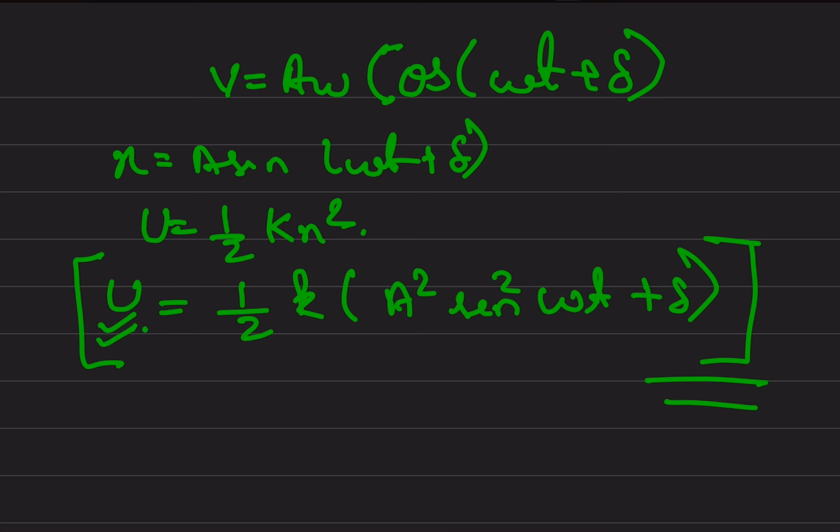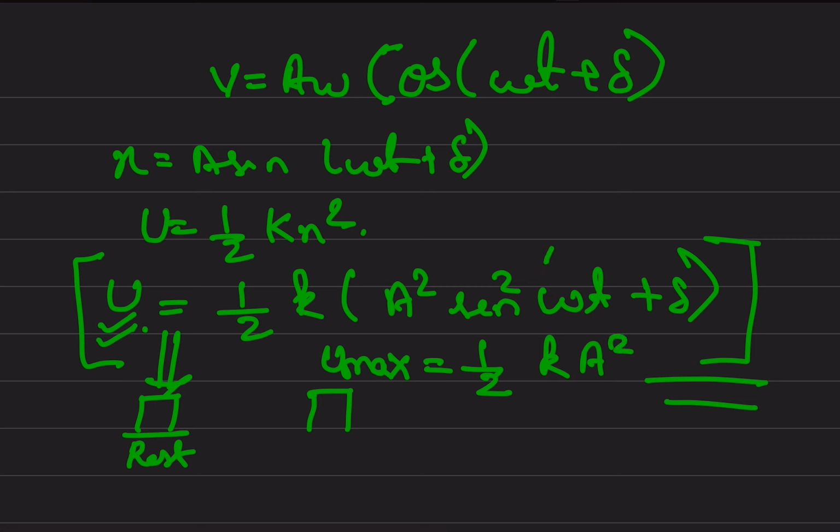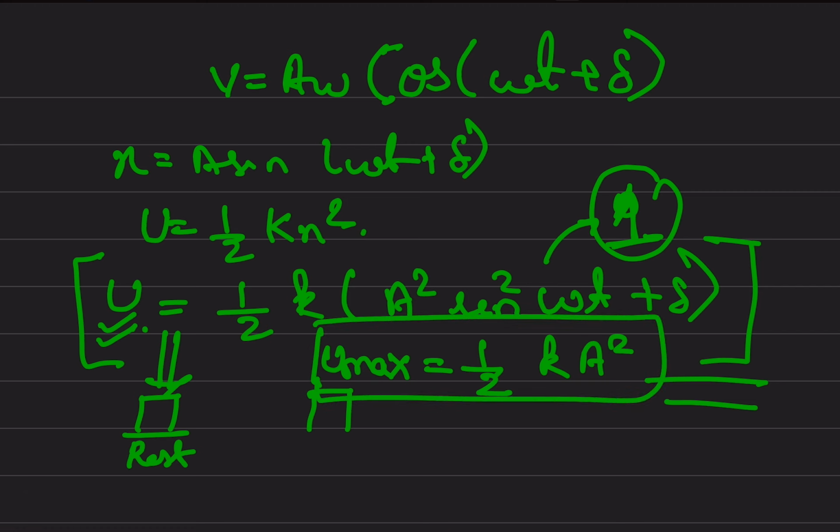When the system is at the extreme position, it will be at rest, so all the energy is in the form of potential energy. Maximum potential energy will be there. So what will U max be? U max will be half k a square, as the sine square (omega t plus delta) term will be equal to 1 at the extreme position. So U max is half k a square at the extreme position.